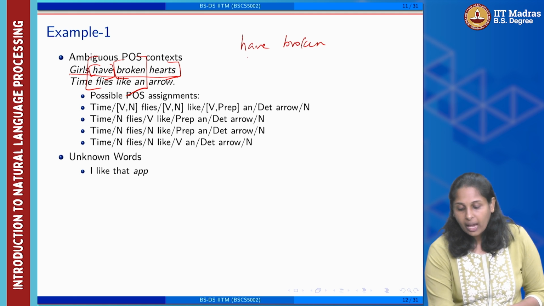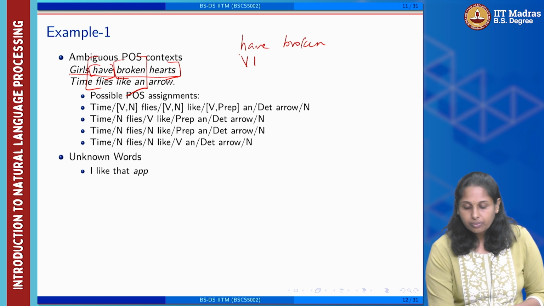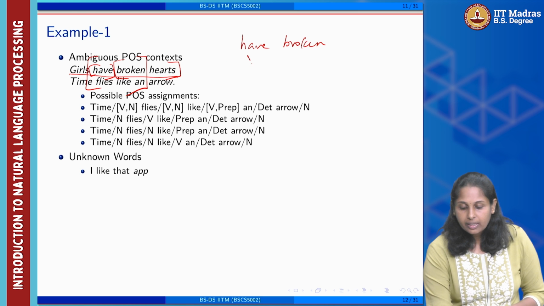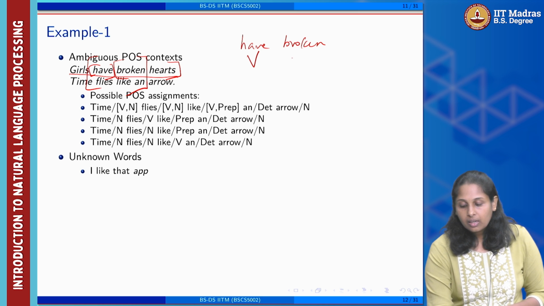When you put have as a main verb, let us say I'm just calling it a verb, and broken as an adjective to hearts.